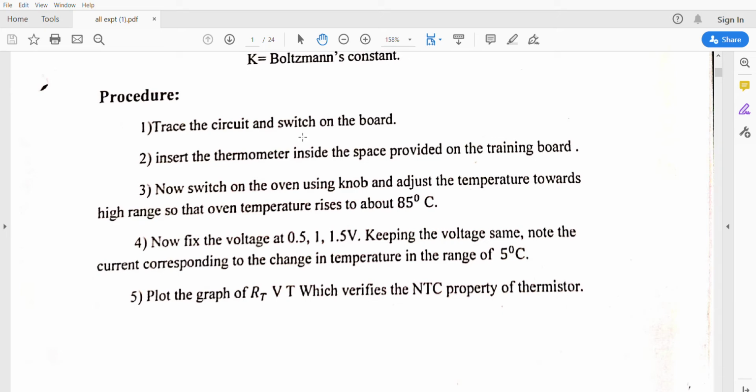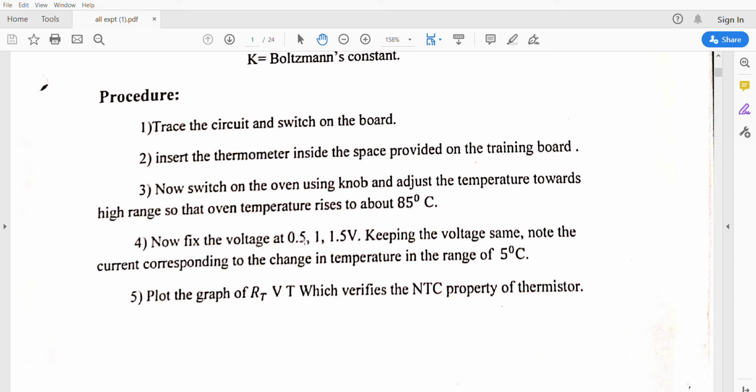We have to take the circuit board in which the built-in junction diode, voltmeter, ammeter and thermometer are placed. We have to take that board and insert the thermometer already present in that board, and we have to switch on the heater knob and increase the temperature of the heater. When you heat the heater, it will raise the temperature of the diode. Both are interlinked.